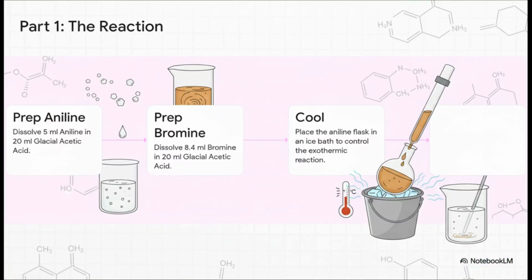Then, and this is super important, we stick the aniline flask into an ice bath. Why? Well, this reaction is what we call exothermic. It gives off a ton of heat and we've got to keep things cool and under control. Then we slowly, drop by drop, add the bromine while stirring the whole time to make sure everything mixes perfectly.